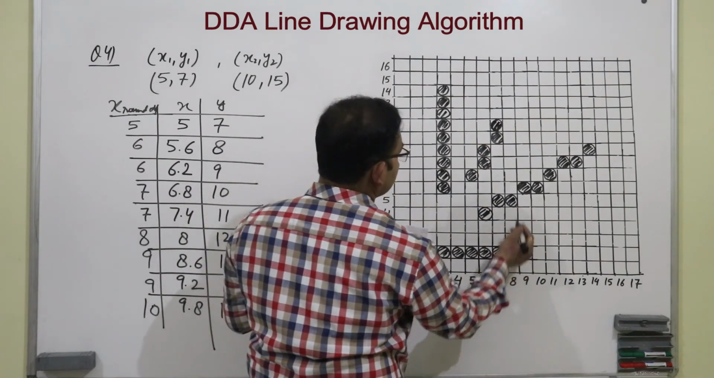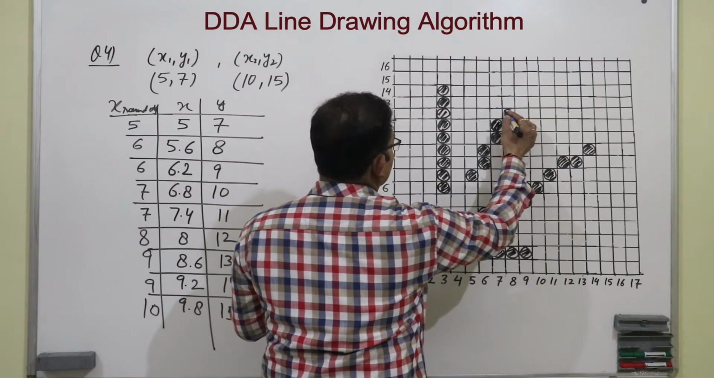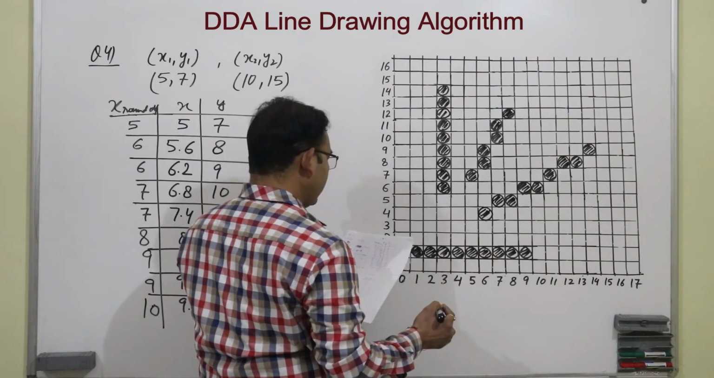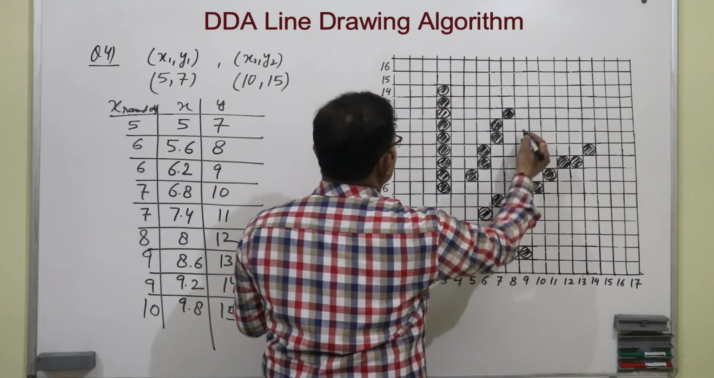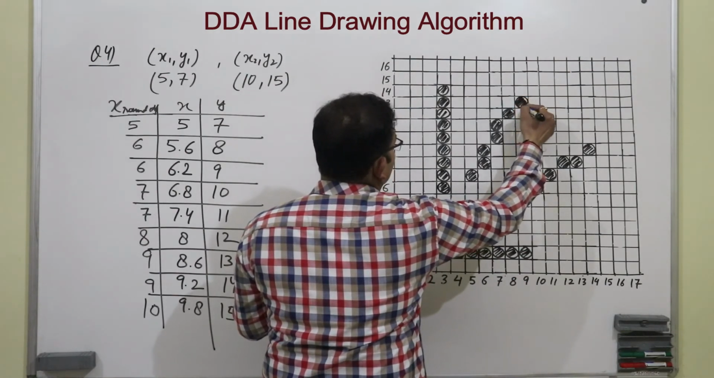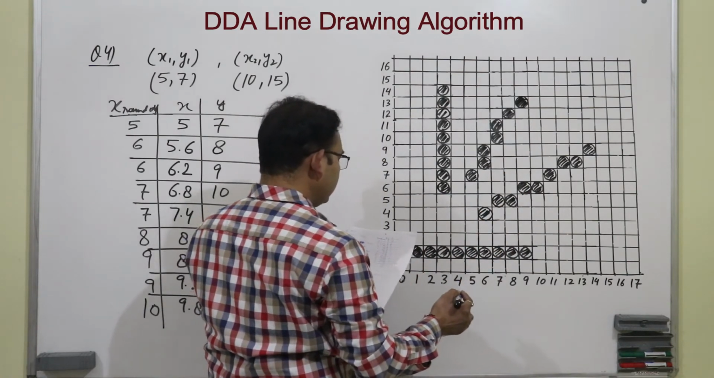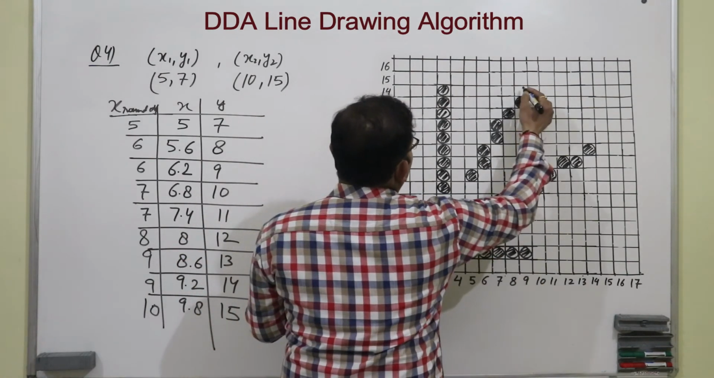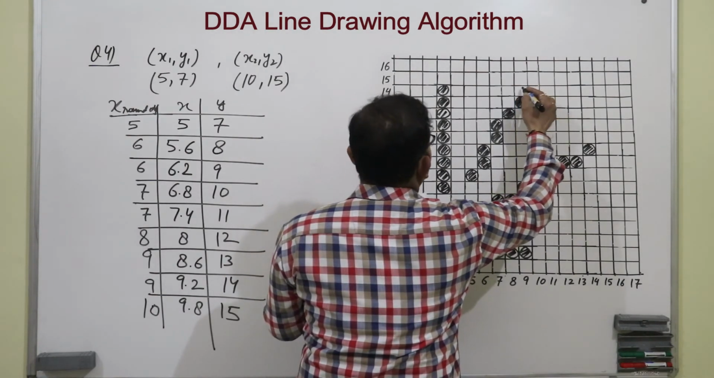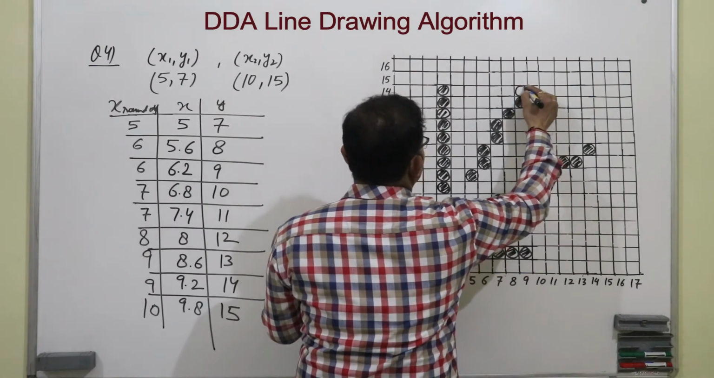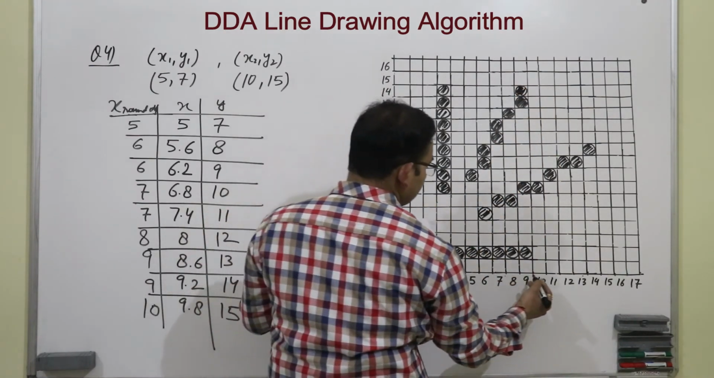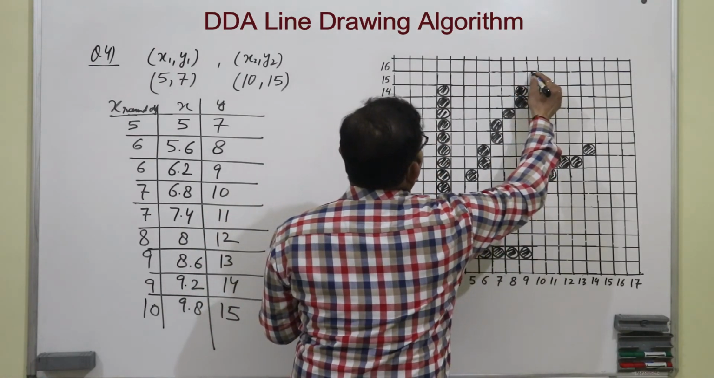8, 12, 8, 12. 9, 13, 9, 13. 9, 14, 9, 14. 10, 15, 10, 15.